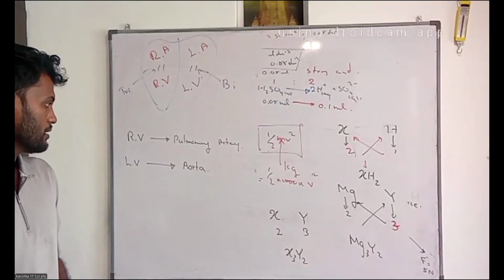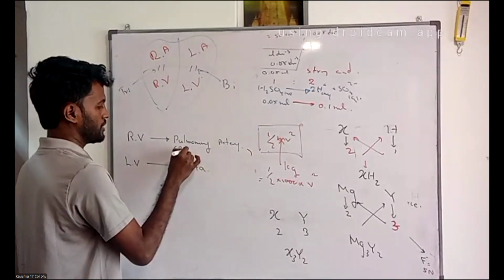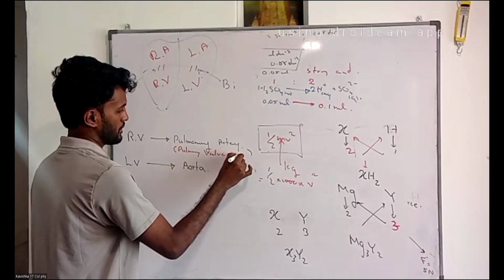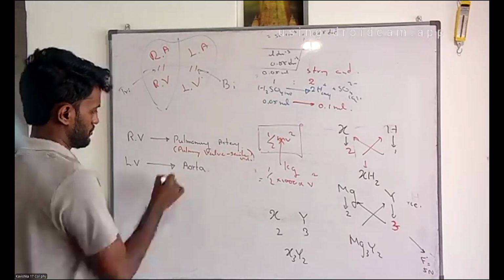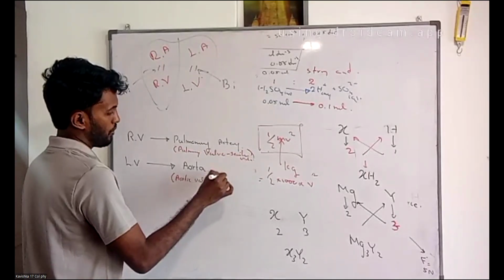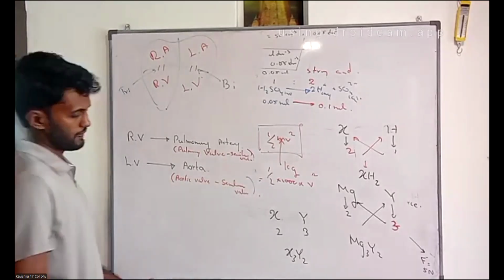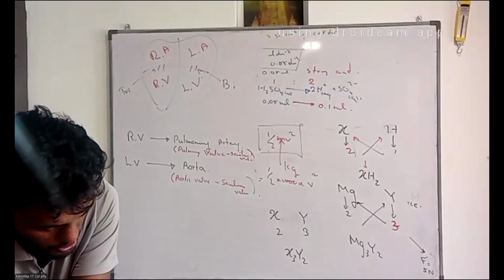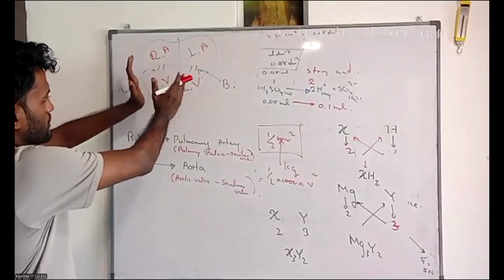So the starting point of the pulmonary artery contains a valve called the pulmonary valve, also called a semilunar valve. Both names are used. The valve in the aorta is called the aortic valve, also called the aortic semilunar valve. So these semilunar valves open when the ventricles contract.